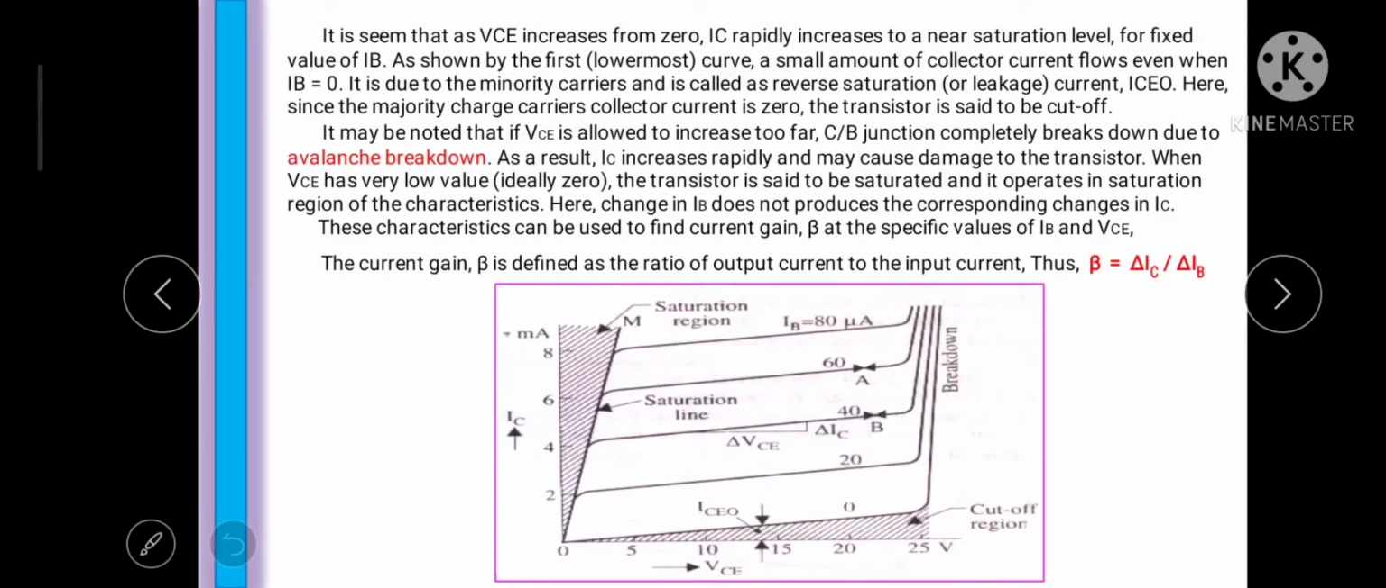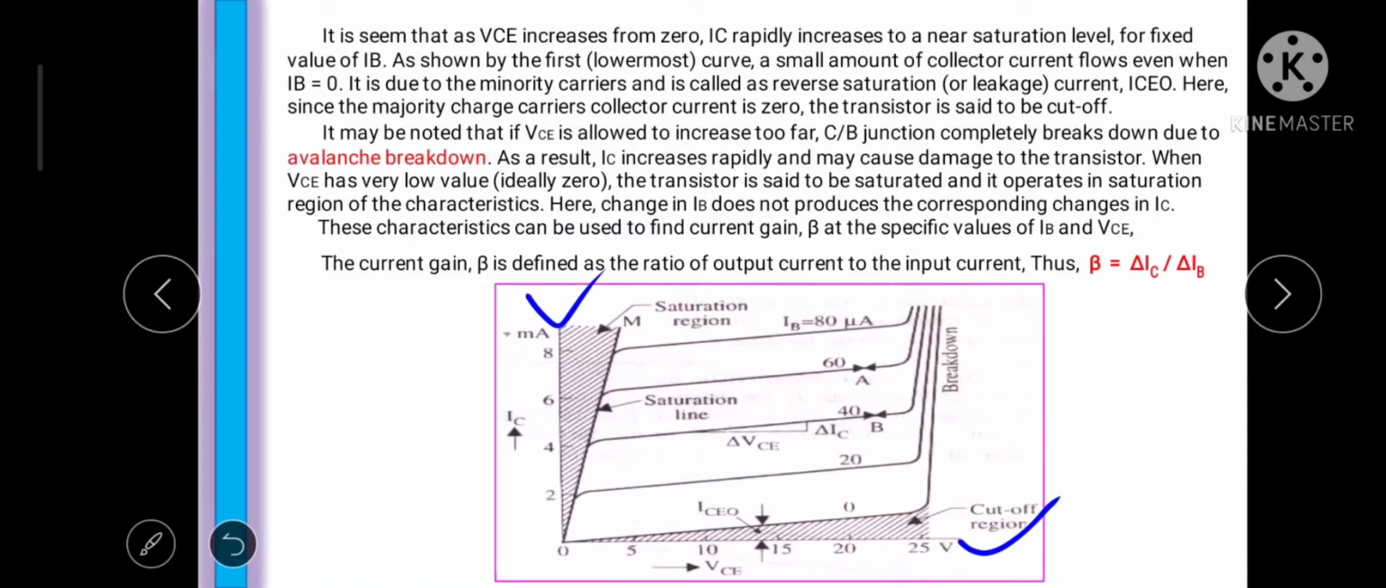Following figure shows the output characteristics of common emitter transistor. For these characteristics, we have taken the output voltage VCE on x-axis and output current, that is IC, on y-axis. In these characteristics, various curves are shown for different values of base current IB. In overall these characteristics, it is seen that as the value of VCE increases from 0, IC rapidly increases to a near saturation level for a fixed value of IB.